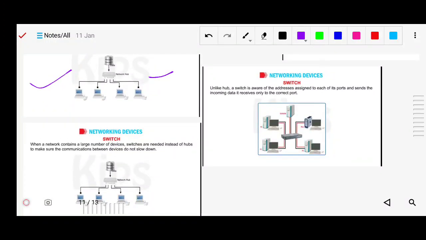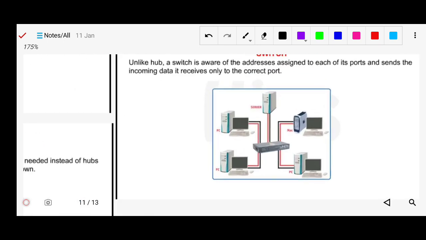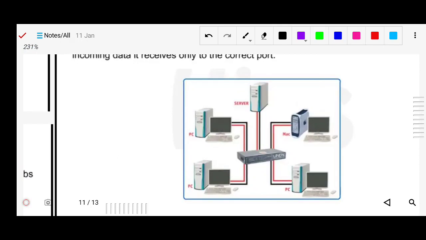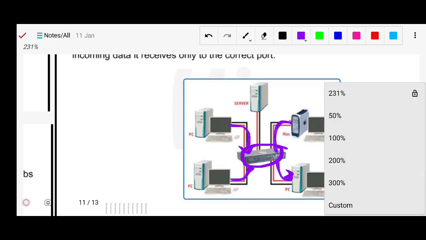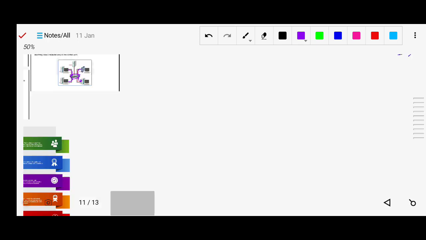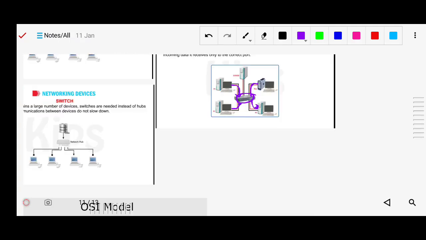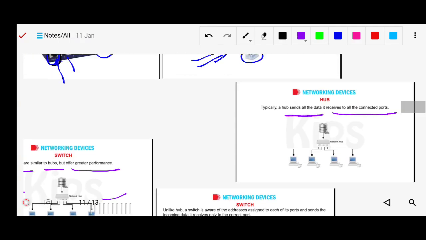Unlike a hub, a switch is aware of the address assigned to each of its ports and sends the incoming data to the receiver. You can see there are addresses for all these PCs connected with this switch. Those addresses are also stored, and it is aware of where data is coming from and where it has to go. So there is a little more responsibility in the case of these switches.